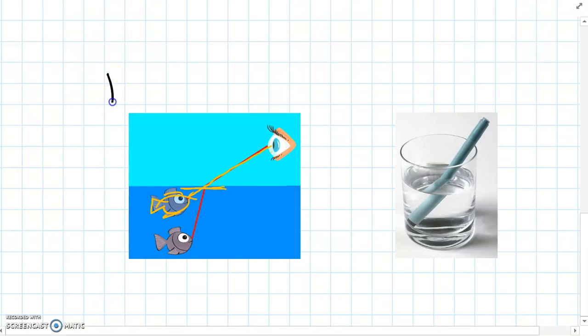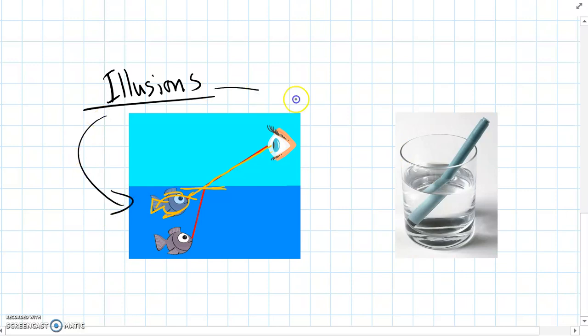And these are called illusions, where objects aren't where they are in real life, or they seem to be in a different place. And you can see another example of an illusion here when you put a pen inside a glass of water.